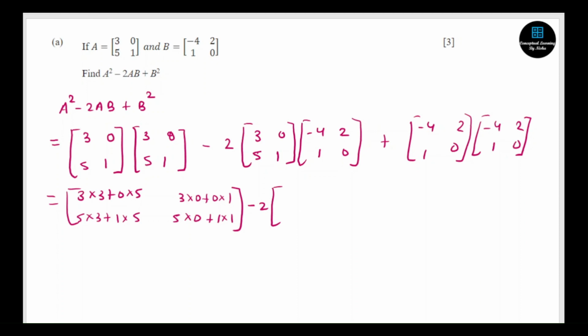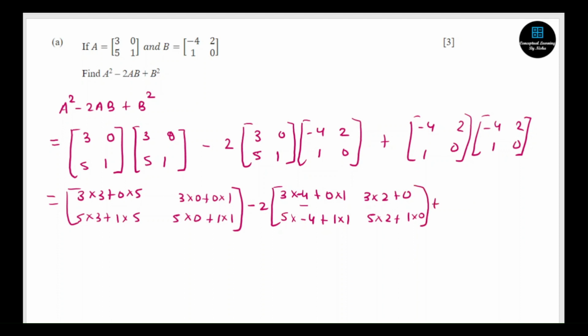So first row, first column, 3 into 4, right, plus 0 into 1. Then first row, second column, so 3 into 2 plus 0. Now 5 into, see, I understood my mistake because of this reason. I told you, that's why I am writing this, so that I can catch my mistake here itself. Now 5 into negative 4, this should be negative 4, I wrote positive 4, plus 1 into 1, and now 5 into 2 plus 1 into 0.